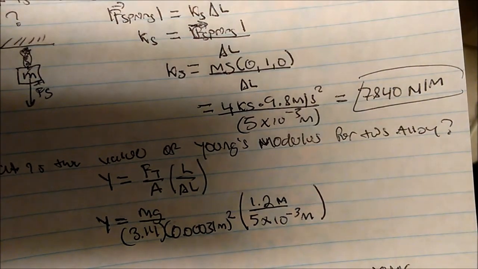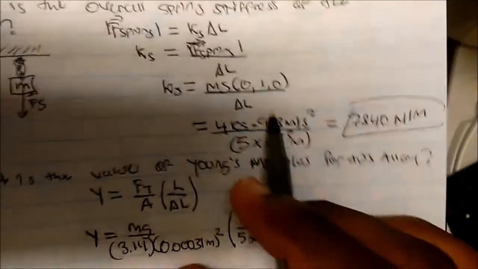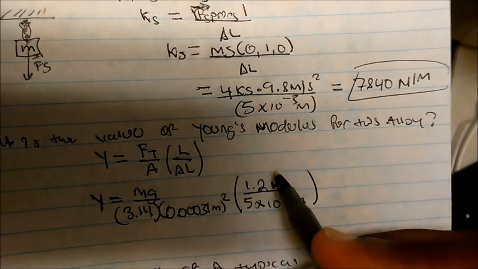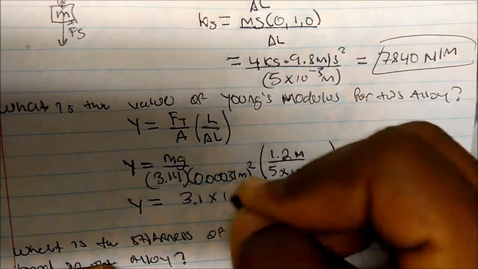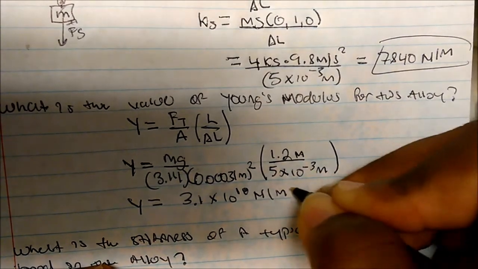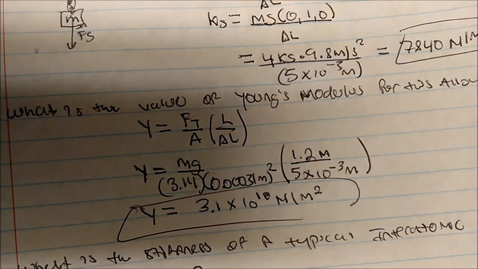Now we know mg, 4 times 9.8, is 39.2. So if I take 39.2 and divide it by the area and multiply by the length over the stretch, I get my Young's modulus equal to 3.1 times 10 to the 10 Newtons per meter squared. That's how we calculate the Young's modulus.